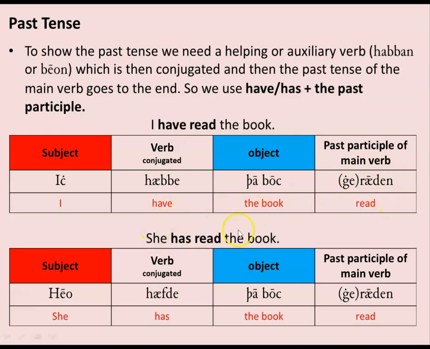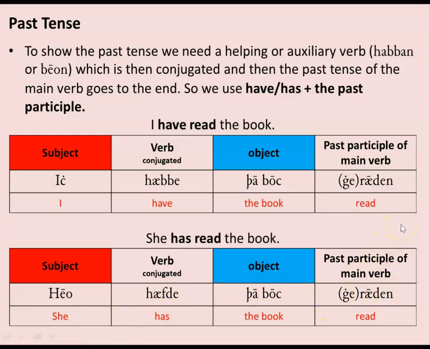She has read the book. Okay, third person present tense, singular, is hæfð for the helping verb. Has, hæfð. Okay, bōc again, feminine, accusative, singular, the book. And again, read is the main verb and is rǣden. Hēo hæfð bōc rǣden. She has the book read.